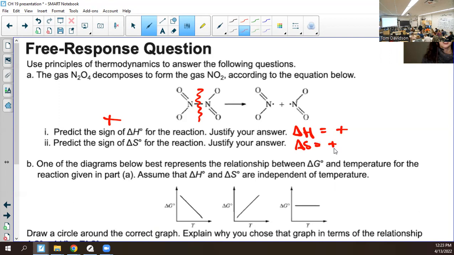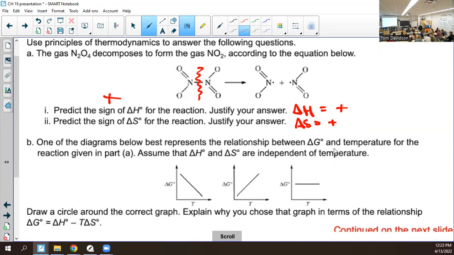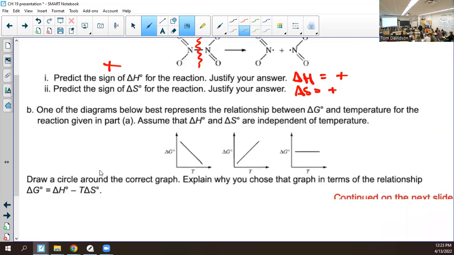All right, one of the diagrams below best represents the relationship between delta G and temperature for the reaction given in part A. Assume that delta H and S are independent of the temperature. Okay, how do we do this? All right, we have this equation, right? So let's put them in.